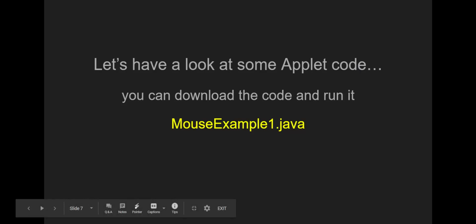I've provided you some code called mouse example 1. You can download this applet, compile it, and run it and see what it does. I'm going to step you through this specific applet so you know exactly what's going on. When I run it, it will draw a red square at the location where I click on my screen.